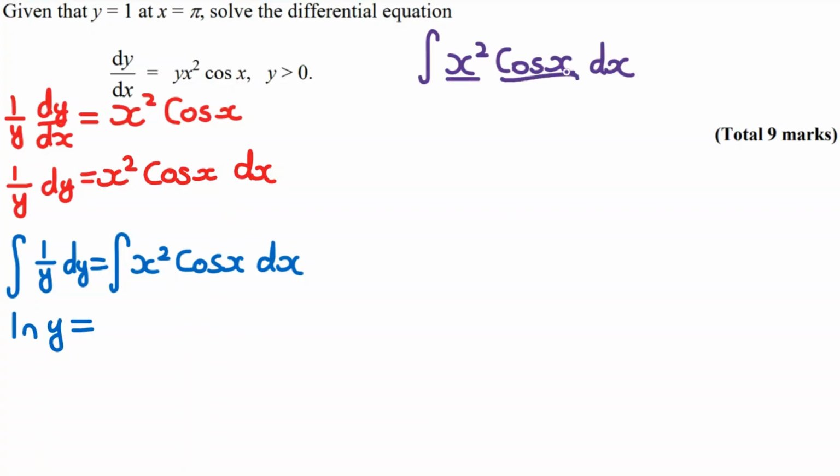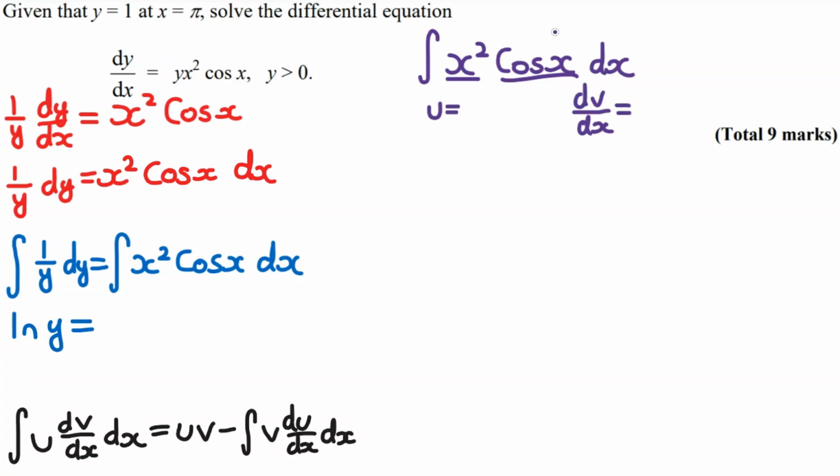And then if we focus on this side here, the integral of x squared cos x, we have two functions that are multiplied together, so we're going to use integration by parts. Now I did a video in this chapter already on integration by parts, so go back to that if you need a reminder.